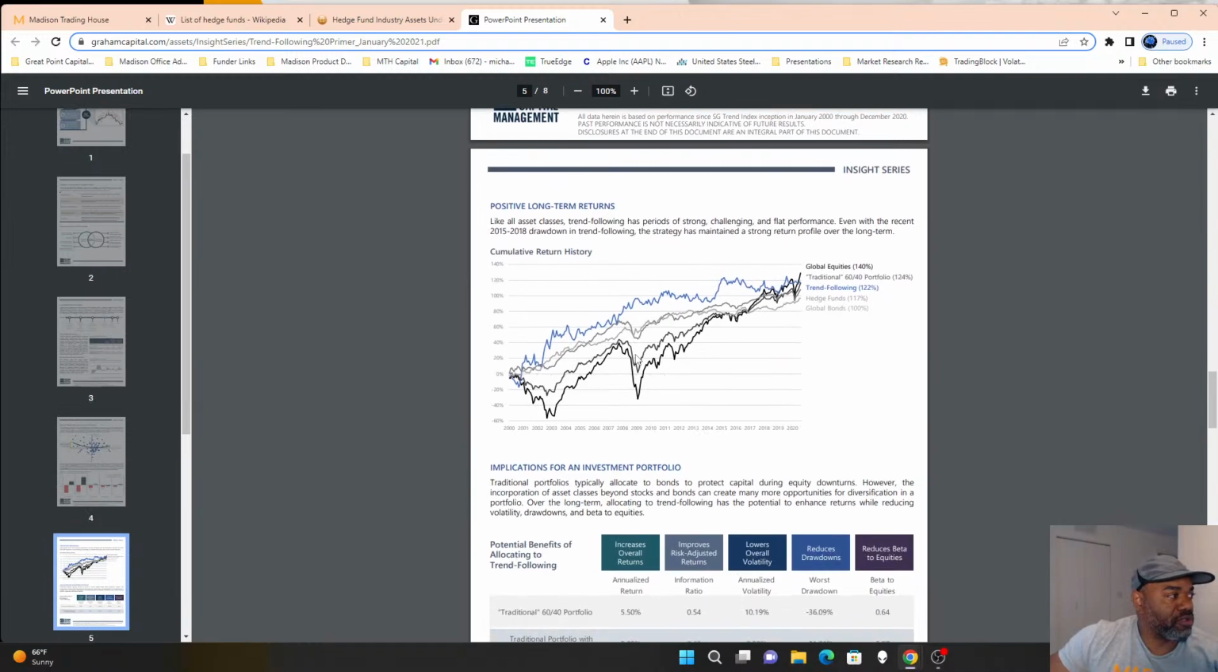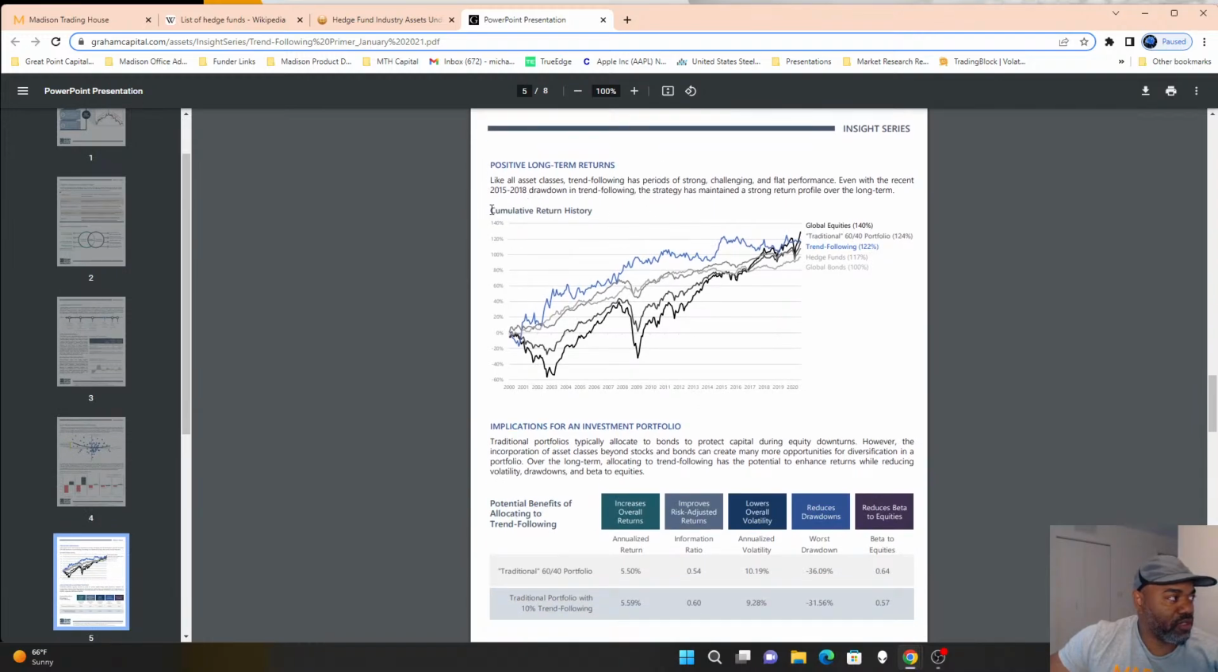And when we look down here, I want to point out one last thing. This is their graph. It says, "Like all asset classes, trend following has periods of strong, challenging, and flat performance. Even in the recent 2015 to 2018 drawdown in trend following, the strategy has maintained a strong return profile over the long term." This is the entire industry they're looking at. So what they're saying is the trend following approach has generated 122% from 2000 until basically 2021. The global equities have returned 140%.